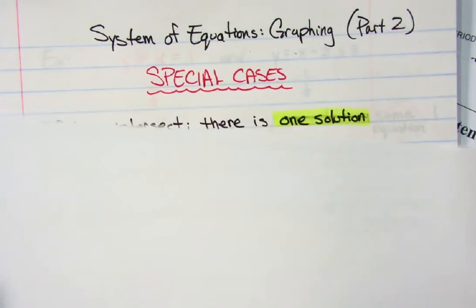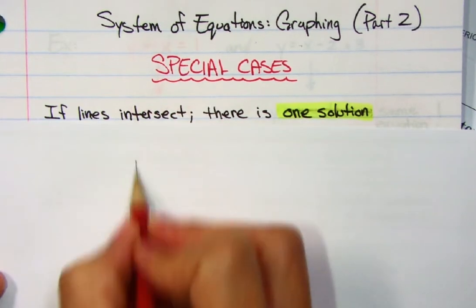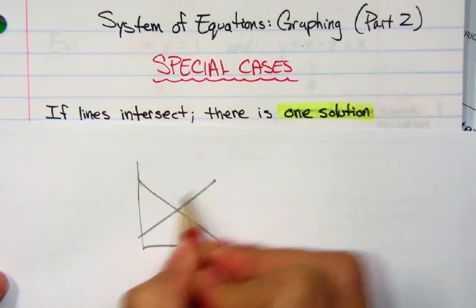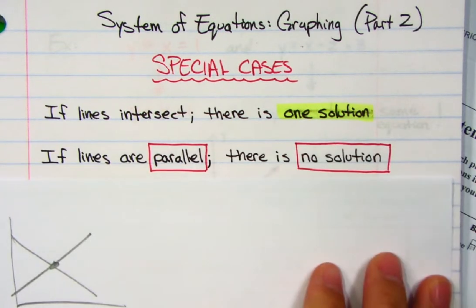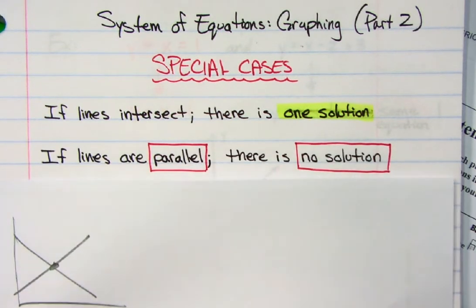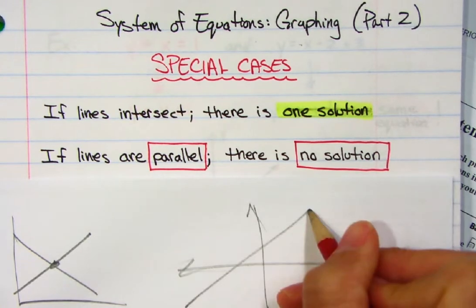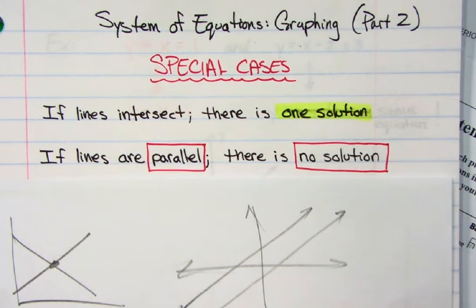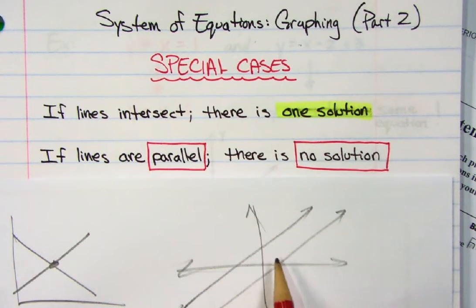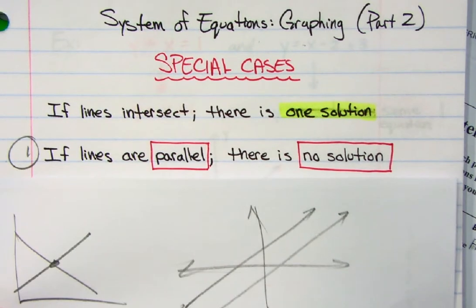If lines intersect, there's only one solution. We just talked about that, right? However, if lines are parallel, there is no solution. If you recall, parallel lines, by definition, are lines that never cross. They have the same exact slope, they never cross, so there's no point where they will intersect. So there's no solution for those. That's special case number 1.